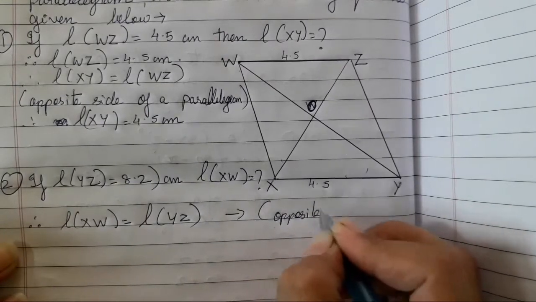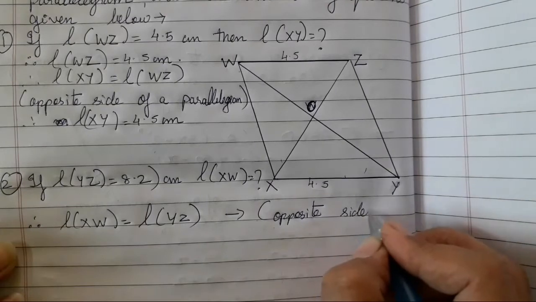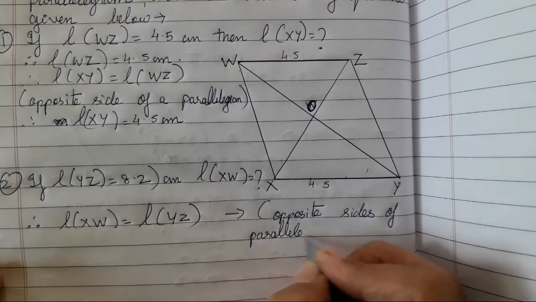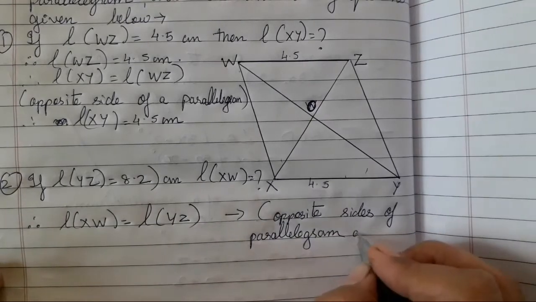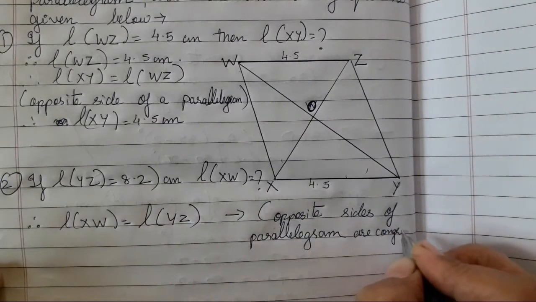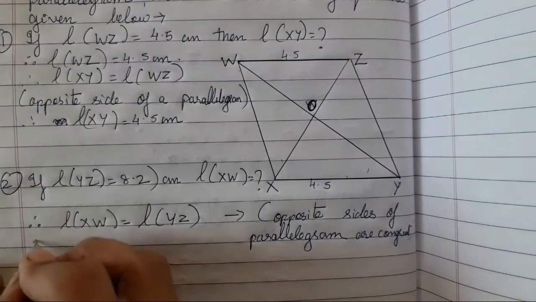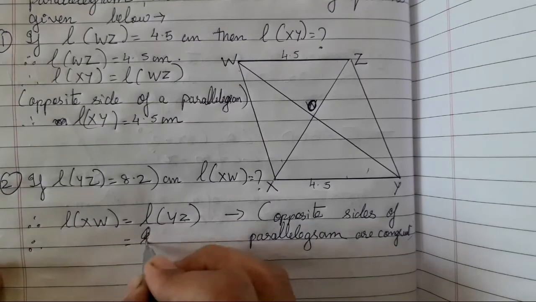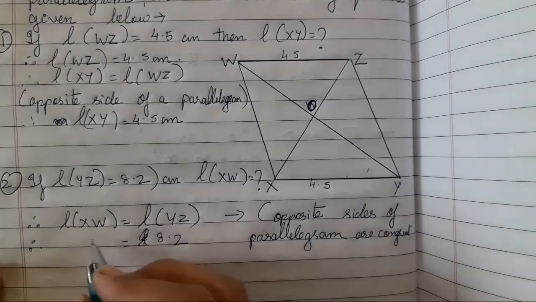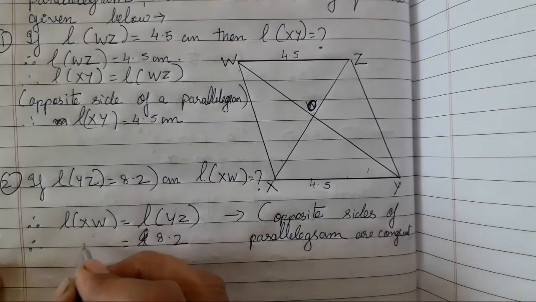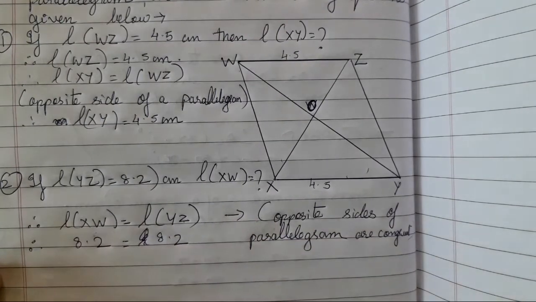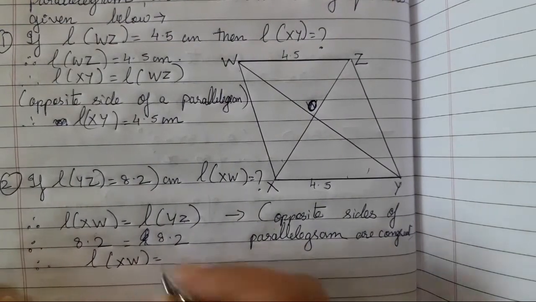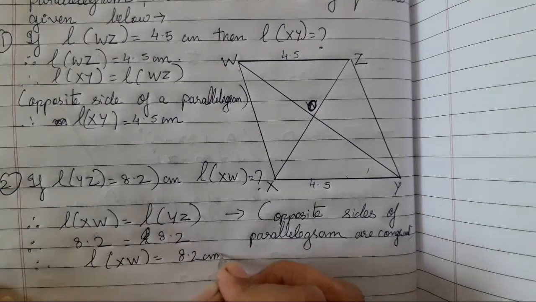Children, the reason is important, that is why we have to write it compulsorily. Of parallelogram are congruent. Okay, so we have YZ, isn't it? How much is length of YZ? 8.2. So how much is going to be the XW? It is also going to be 8.2. So you all can write length of XW is equal to 8.2 centimeter.